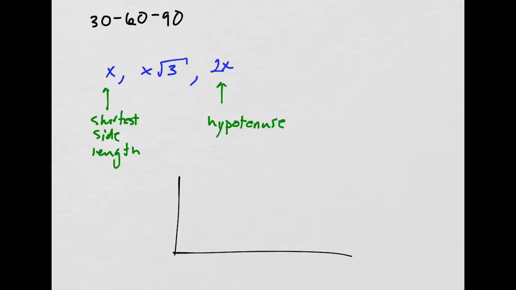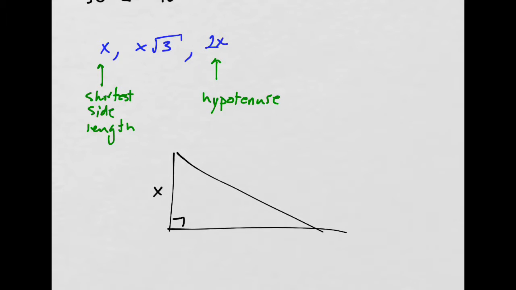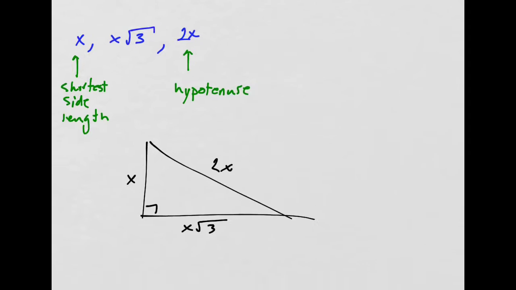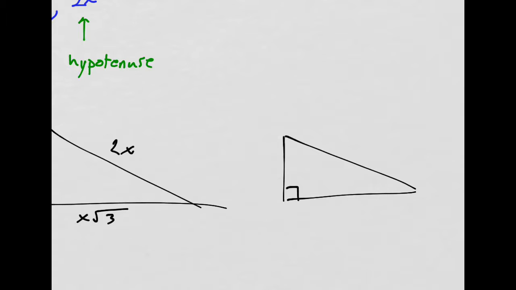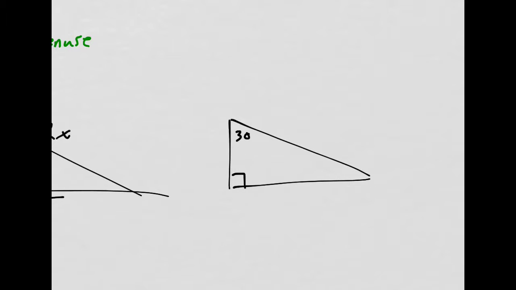If I had a right triangle, the shortest side is going to be my x, and the medium size one is x times the square root of 3, and the hypotenuse is 2x. If I told you it was 30, 60, 90, this would have to be 60, because this side is bigger than this side, so this angle has to be bigger than that angle, because they're opposite those sides. So this would have to be 30, and that's already 90.